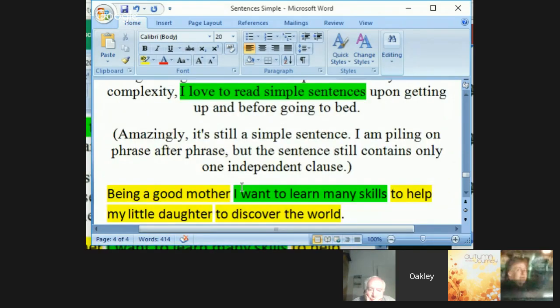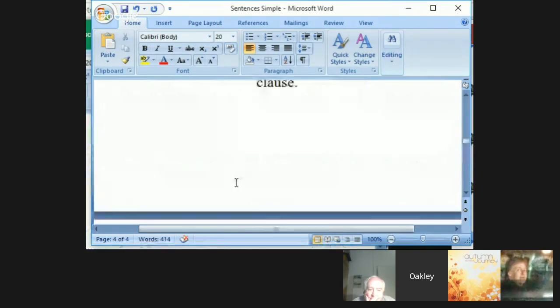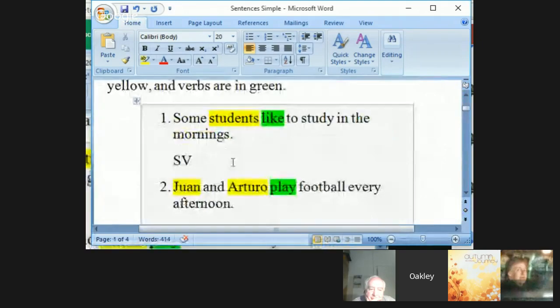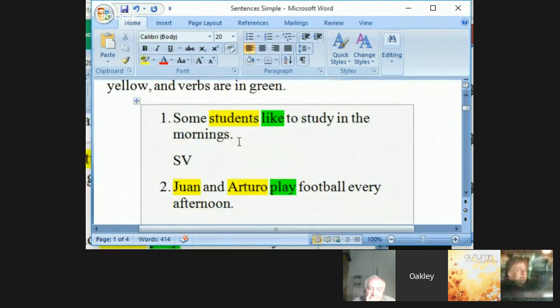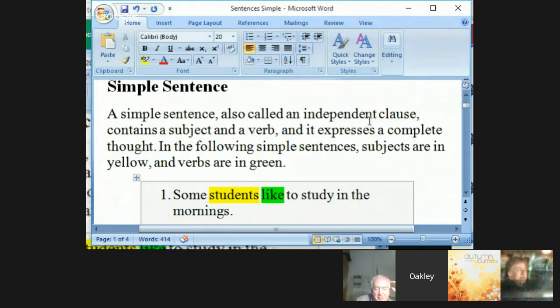Okay, any last questions about simple sentences? Everybody got this idea? Simple doesn't necessarily mean easy. It's just the name of this type of sentence. It just means, again, an independent clause is a simple sentence. It's the same thing. It has to have a subject and a verb. And the tricky part, as we've kind of seen, is the idea of expressing a complete thought.